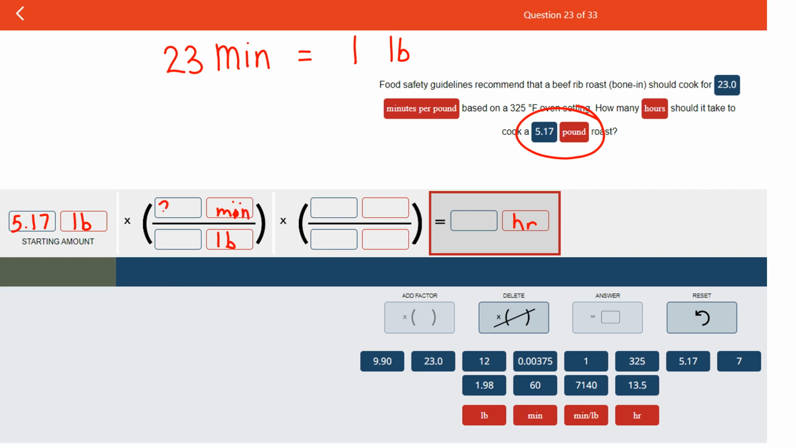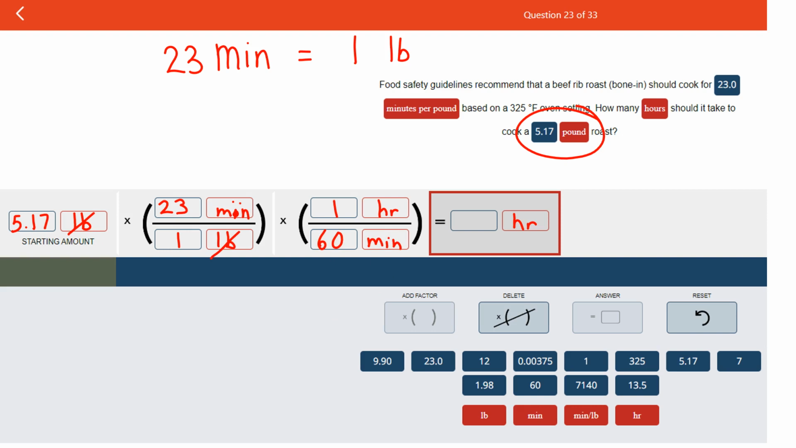to minutes. And so I have 23 minutes for every 1 pound. That allows us to get rid of pounds. Now we can go from minutes to hours. So for every 1 hour, there's 60 minutes.